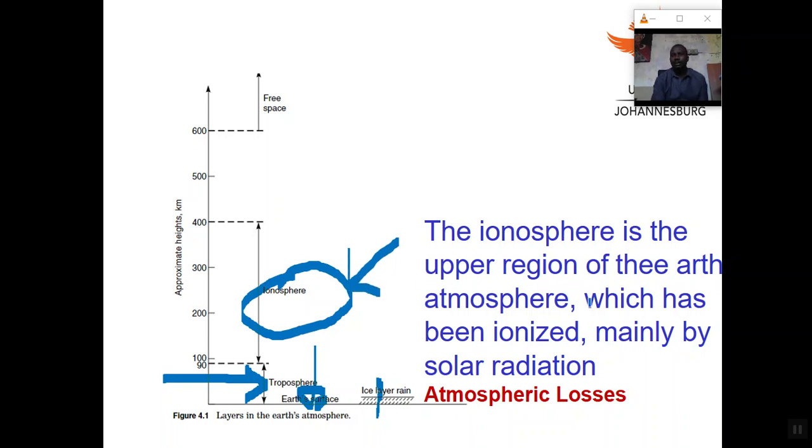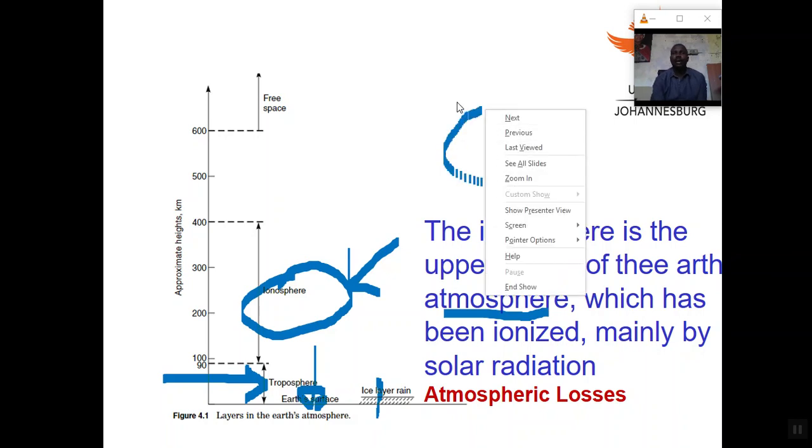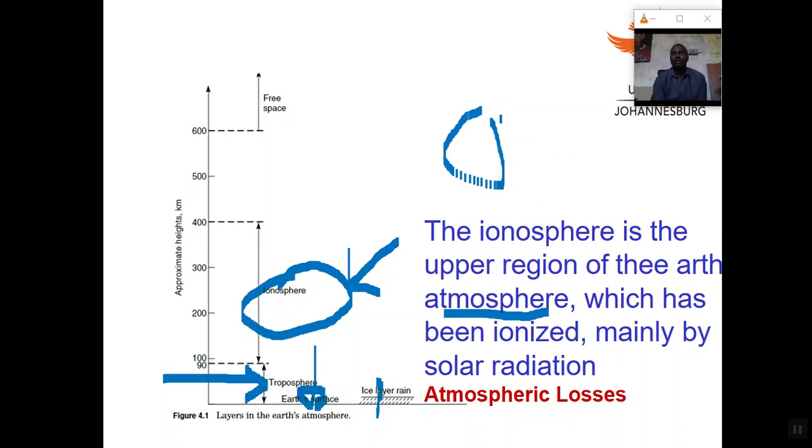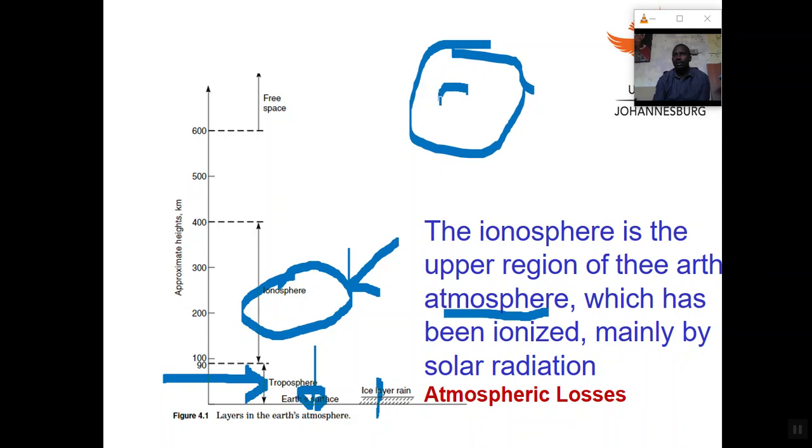It is the upper region of the Earth, so this is the Earth, atmosphere, so it's above the atmosphere, which has been ionized mainly by solar radiation. What is meant by being ionized? If you've got an atom, and then you have valence electrons, outermost electrons. There's your atom. You've got a nucleus right there, which is positively charged. Got electrons, so outermost electrons. And these atoms lose an electron. Once it loses an electron, it becomes a positive ion.